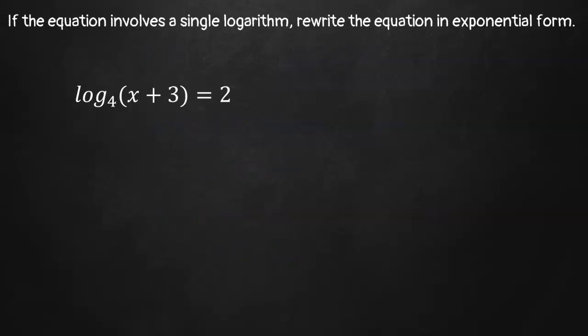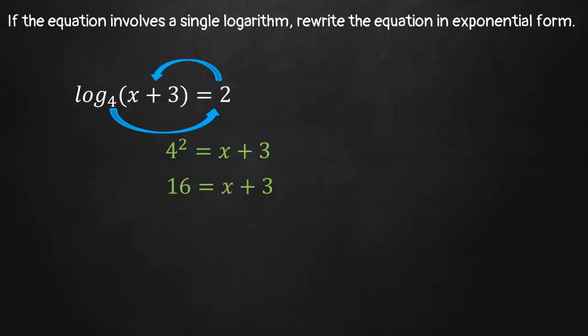Okay, another example is, let's say you happen to have an equation with a single logarithm. Well, we're going to have to rewrite your equation in exponential form. So we can do our loop. So 4 to the second power is going to equal that argument, which is x plus 3. I know 4 squared is 16. And then I'm going to subtract 3 on both sides, which gets me x is equal to 13.